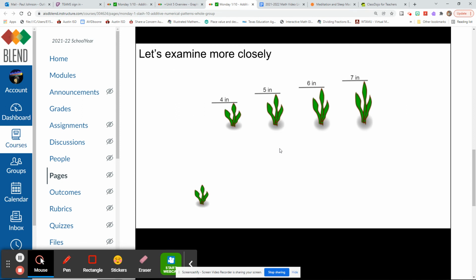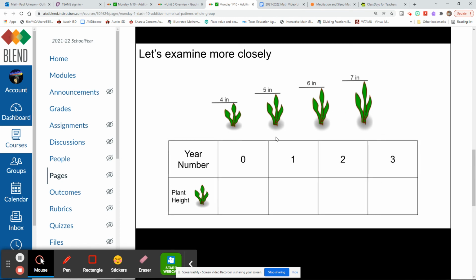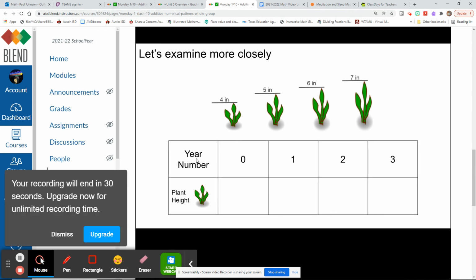Okay, so let's examine more closely. Here's our plant. It's 4 inches, it's 5 inches, it's 6 inches, it's 7 inches. This was just planted, after 1 year, 2 years, 3 years. All right, so here's what they're going to do. They're going to make this table. And right here we have the number of years that the plant has been in existence. And then right here we're going to record the plant height.